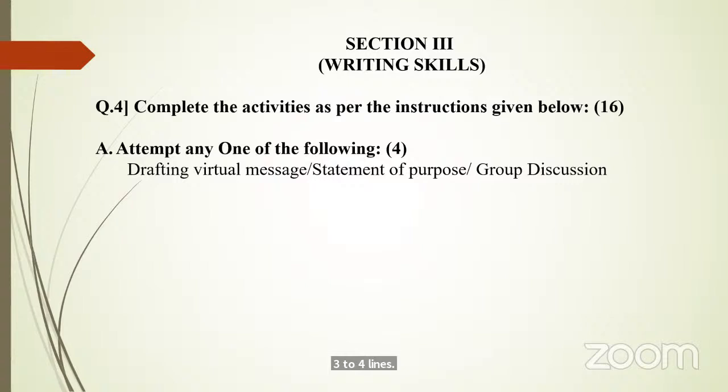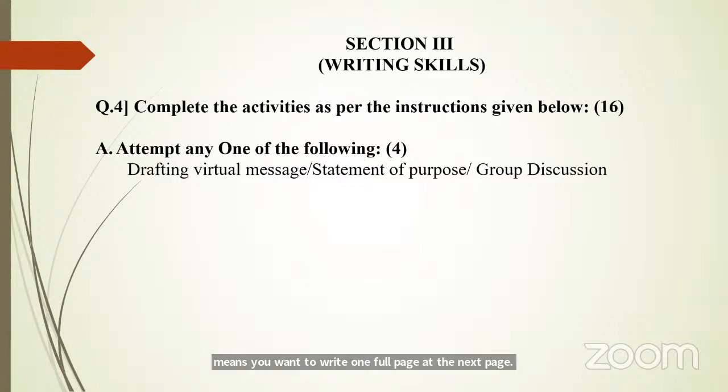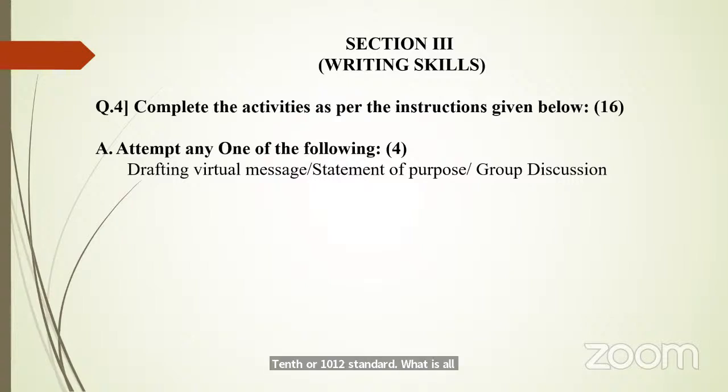For statement of purpose, the word limit is 150 words. That means you have to write 1 full page and the next page. So here you'll write what the purpose of it is. You have to do your SWOT analysis, because here you are going to put forth what qualities you have, what you have done till 10th or till 12th standard. What are your areas of interest? What is the purpose of enrolling for this course? Everything you have to mention in different paragraphs. So it is expected in 150 words.